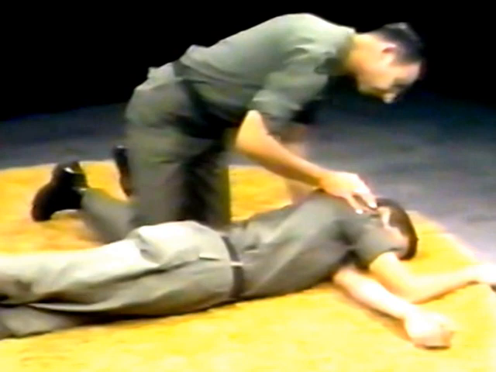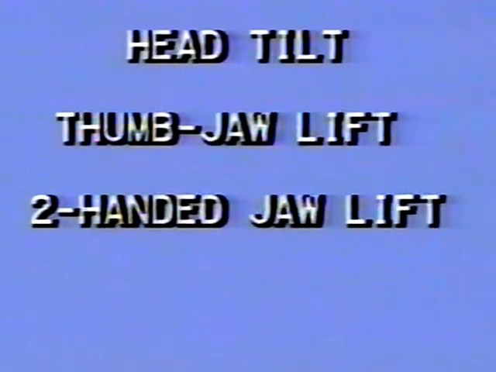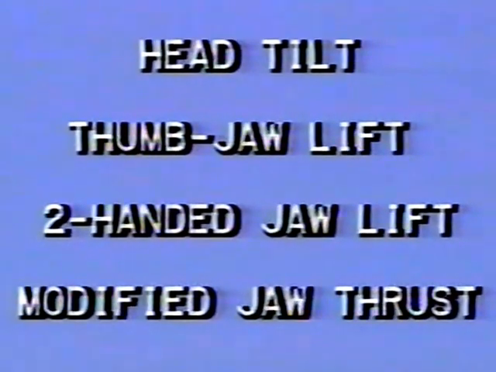You can open the patient's airway by any one of 4 methods known as the head tilt, the thumb jaw lift, also called the chin lift, the two-handed jaw lift, and the modified jaw thrust.